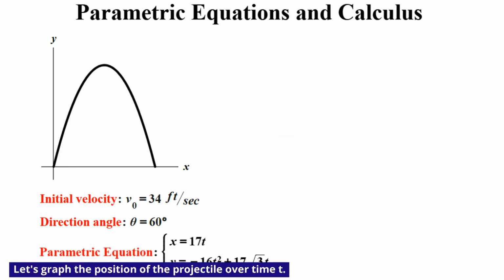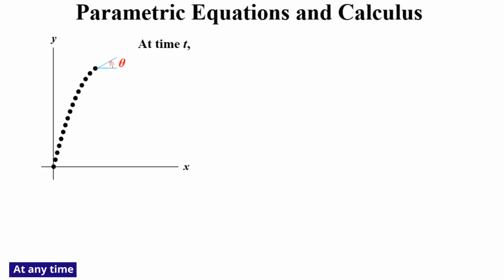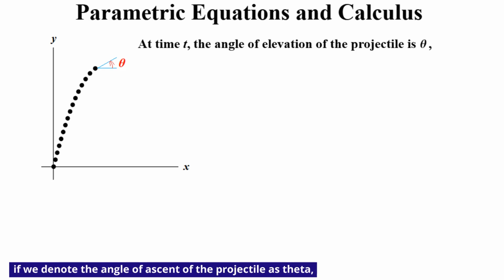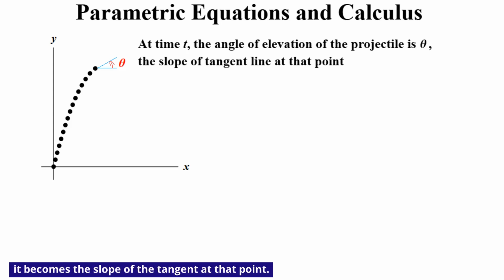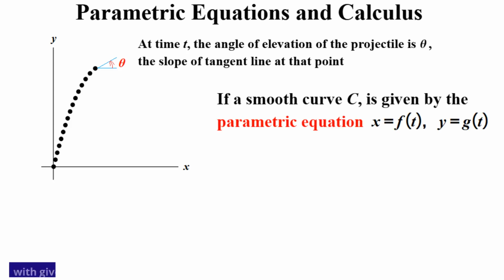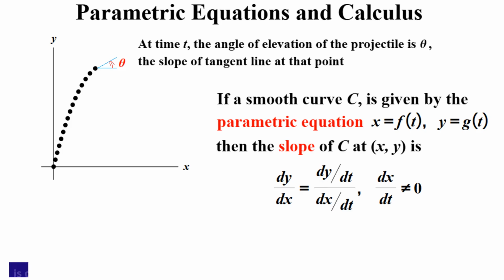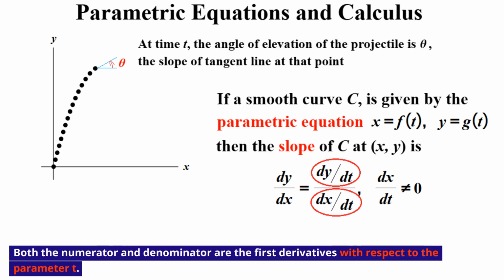Let's graph the position of the projectile over time t. At any time t, if we denote the angle of ascent of the projectile as theta, it becomes the slope of the tangent at that point, if there is a smooth curve. With given parametric equations, the slope of the tangent at a point x and y is defined by the following formula. Both the numerator and denominator are the first derivatives with respect to the parameter t.